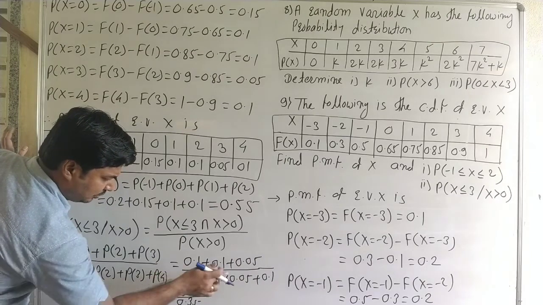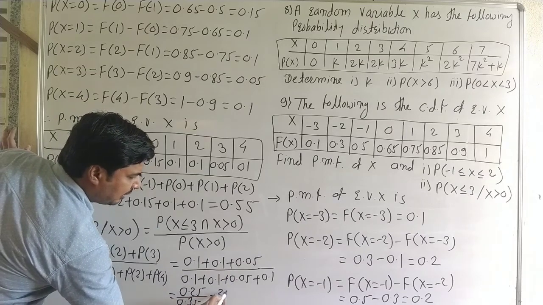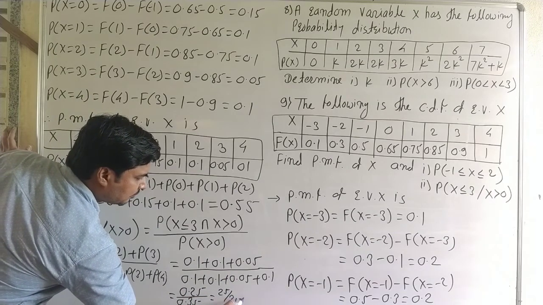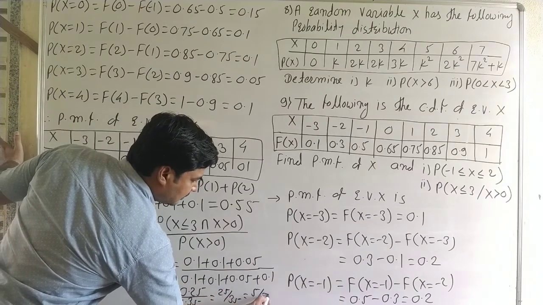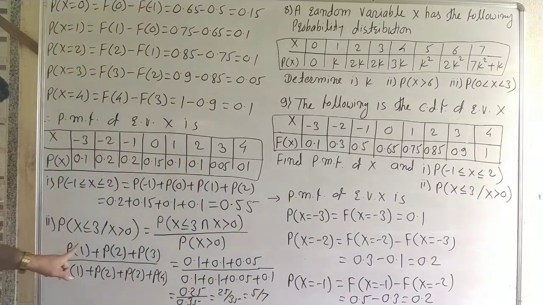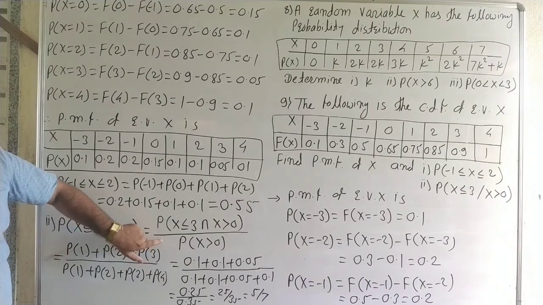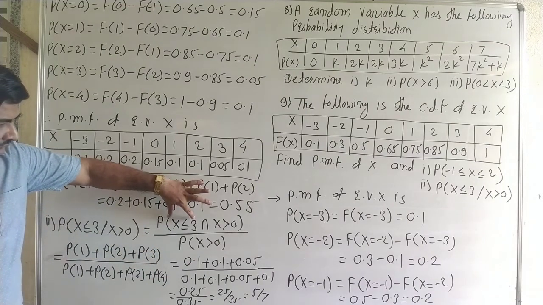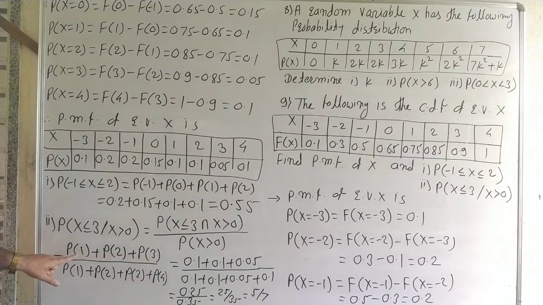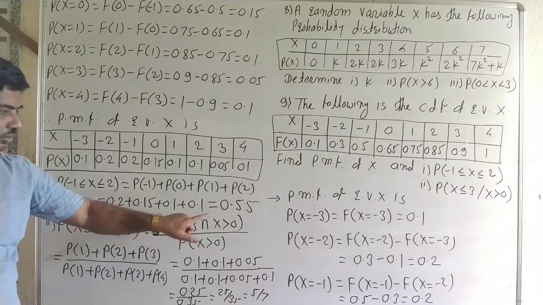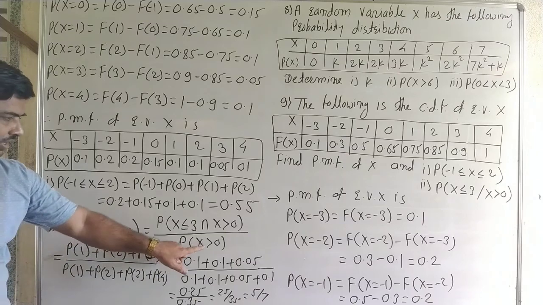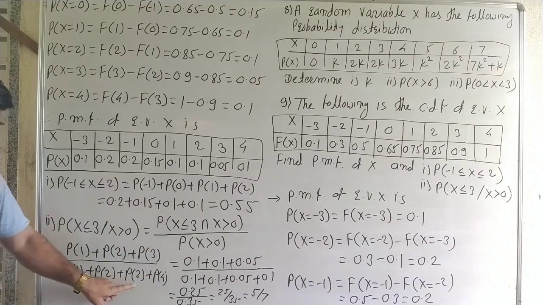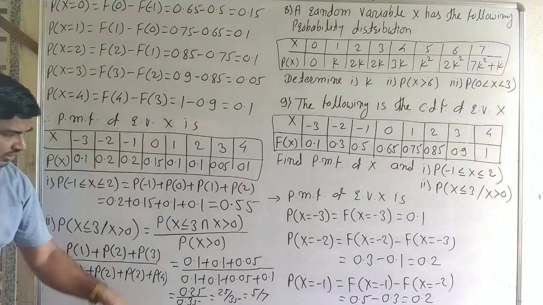It is the addition of this, that is 25 upon 35, and 25 upon 35 is 5 by 7. Here 5 by 7 is the probability of this. Here it is a conditional probability. First we find the intersection: x less than or equal to 3 and x greater than 0, the intersection is 1, 2 and 3, where x greater than 0 is 1, 2, 3 and 4. Okay, see carefully this.